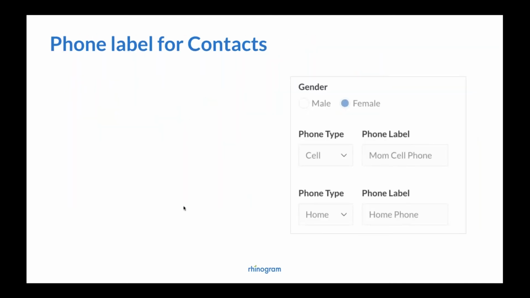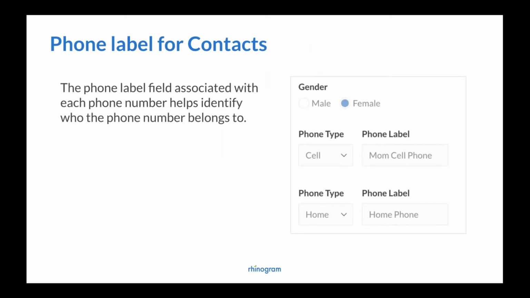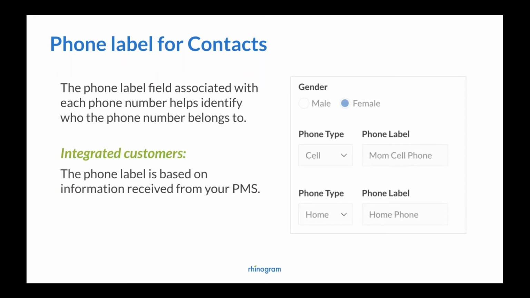The next item is the phone label. So this is a way in our contact record to be able to label the phone and see who it belongs to. So think of a pediatric patient that's coming into the practice who has multiple phone numbers associated to their record. So you have mom's number and dad's number. You can label those numbers accordingly so that you know who you're communicating with. For our integrated customers, that phone label will be based on the information that we receive from your practice management system. So if you're labeling there, we will pull that information over into the Rhinogram application.